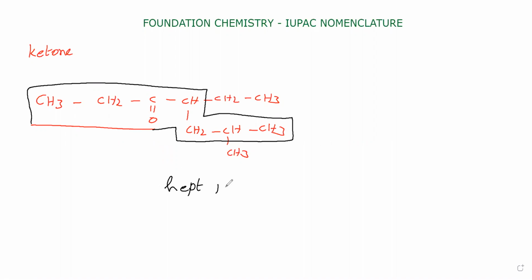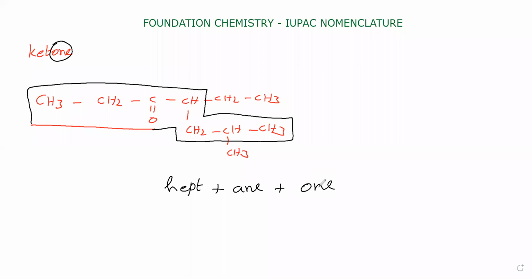Then we have to go for the primary suffix. For a carbon-carbon single bond, give an. If a carbon-carbon double bond or triple bond is there, you give the respective primary suffix. Here a carbon-carbon single bond is present, therefore ane we have given. Then we have to give the secondary suffix. Here ketone is the functional group. Therefore, this one is the secondary suffix.